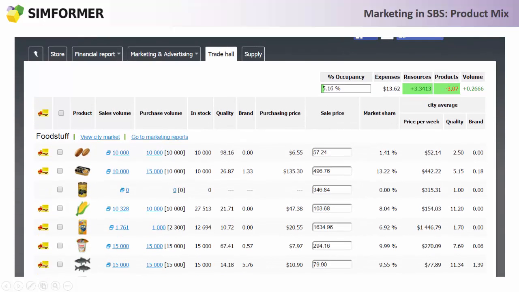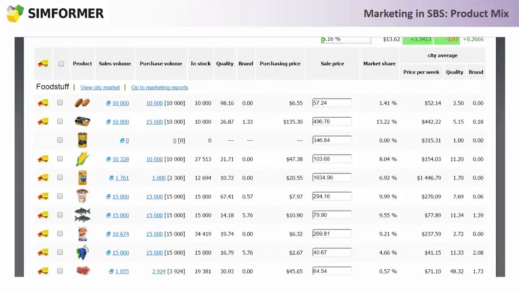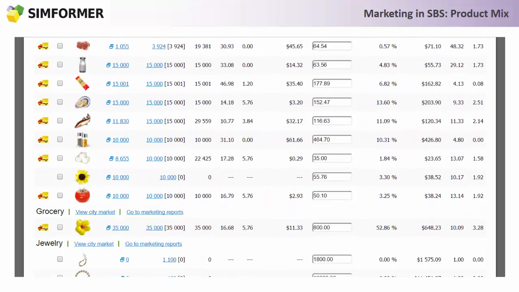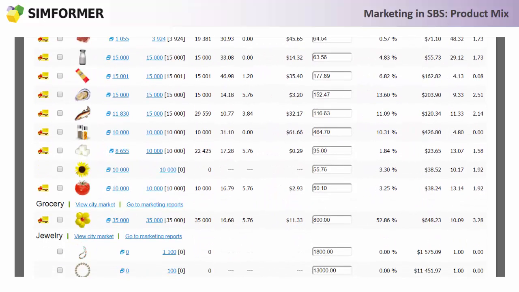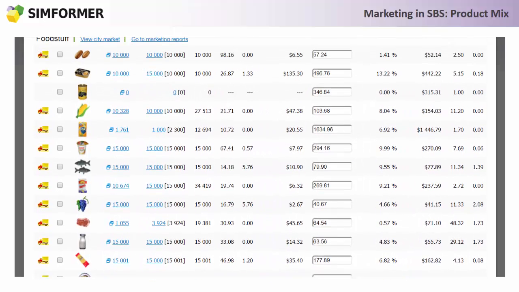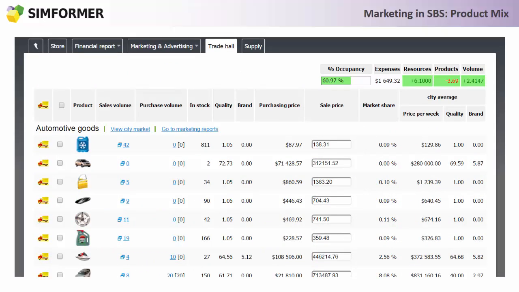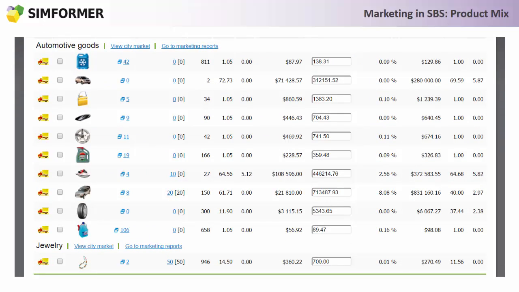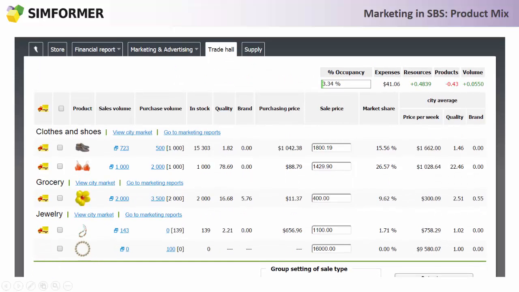This is a great example of how big the trade hall can be with a variety of different goods available. It's a very big food store that also is trying to sell some other goods from the other categories. In this case, there's hardly any limitation. In the store, we can see a focus on the automotive goods, as well as a combination with jewelry. Here we can see the apparel, as well as grocery and jewelry category mix.